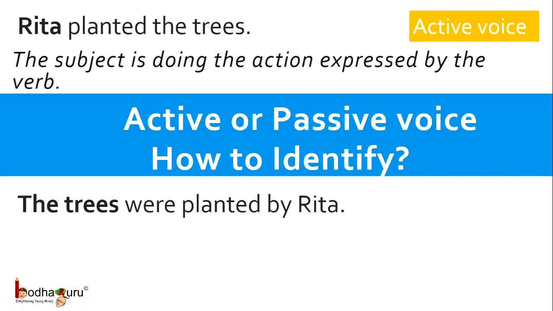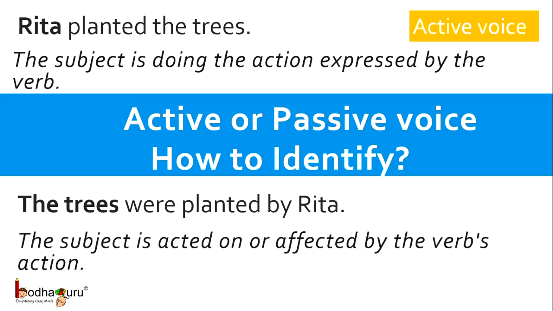Now, the other way of saying the same sentence is, the trees were planted by Rita. What is the subject in this sentence? It is trees. So we say, in this case, the subject is not performing the action. Instead, it is acted on or affected by the verb's action. So basically, the action of planting is done by Rita, whereas the subject, that is trees, is receiving the action. And this is the case of passive voice.